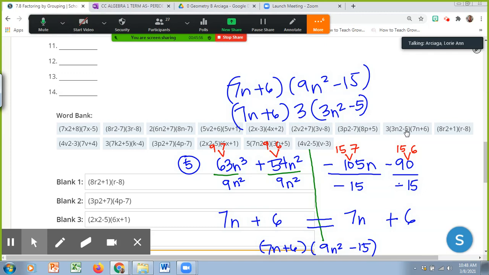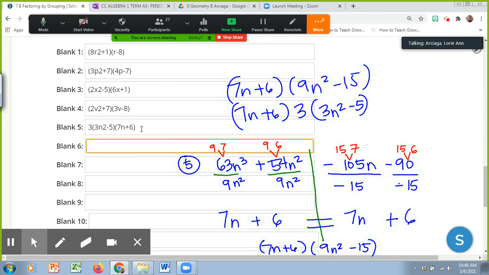How did you get the 9 again? The 9n squared is the GCF that we divided the first group by, because 63 was 9 times 7 and 54 was 9 times 6. So when you write down the answer, you bring these down only once. And even though these are repeating 2 times each, you're going to put them together only once. 9n squared minus 15. Okay, so we're going to click on this for the next number. That goes to number 5. Okay?